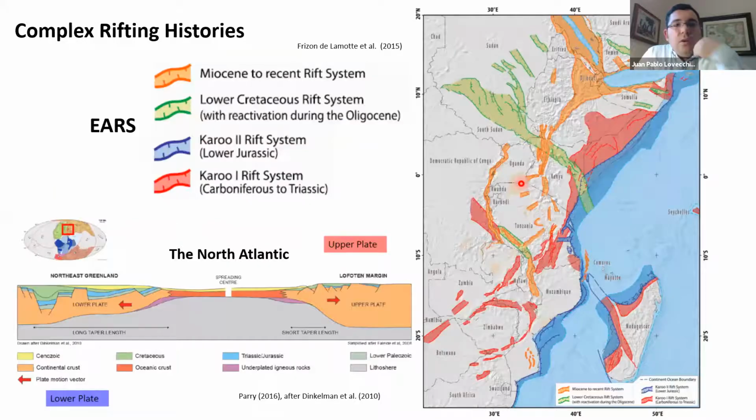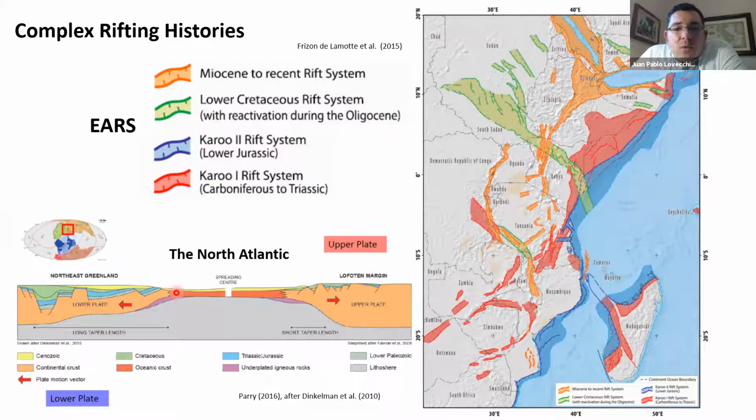Okay, let's now take a look at complex rifting histories. These are some examples. Rifting can be very complex, and there can be several rifting events cross-cutting each other that could eventually produce an oceanic basin or not. For example, this is the case of East Africa, and you see that there are Carboniferous to Triassic rifts, Jurassic rifts in blue, there are Cretaceous rifts, and finally there are Miocene rifts that are active in present day.